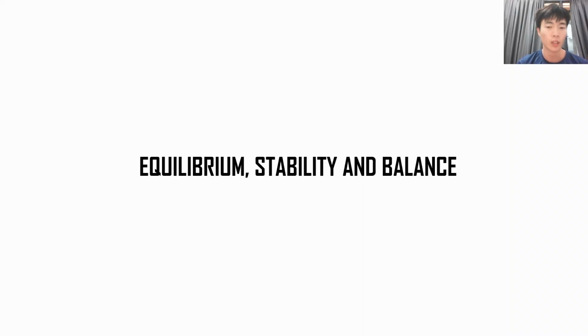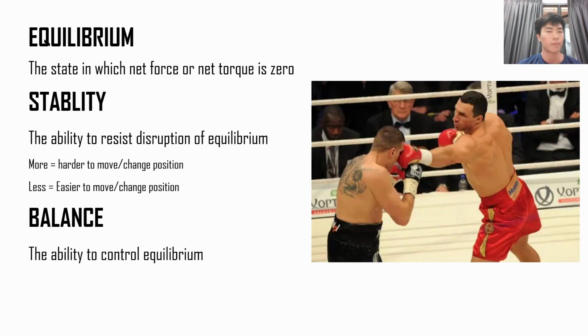The next three principles I want to talk about are equilibrium, stability, and balance. Equilibrium is the state in which net force or net torque is zero, so the body is motionless or in constant motion. Stability is the ability to resist the disruption of equilibrium. In general terms, more stability makes it harder to move or change position, and vice versa. And finally, balance is the ability to control equilibrium.